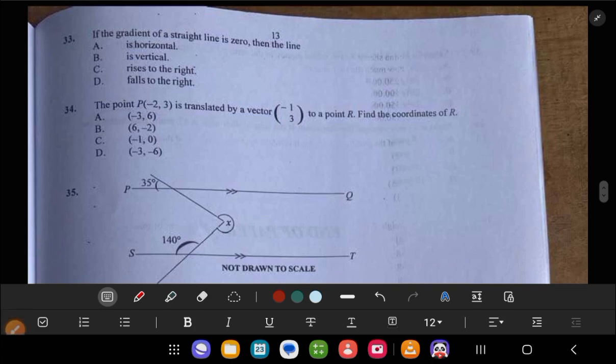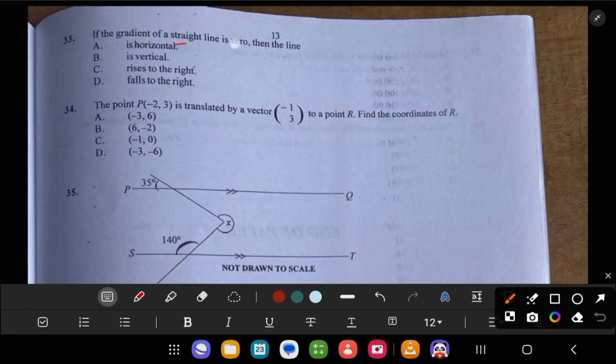33. If the gradient of a straight line is 0, then the line is what? Now, if the gradient is 0, then the line is horizontal, because once it's lying down, the rise is 0, the run is also 0. So it is horizontal. This one doesn't need any calculation. It's just a little knowledge that you just need to know.